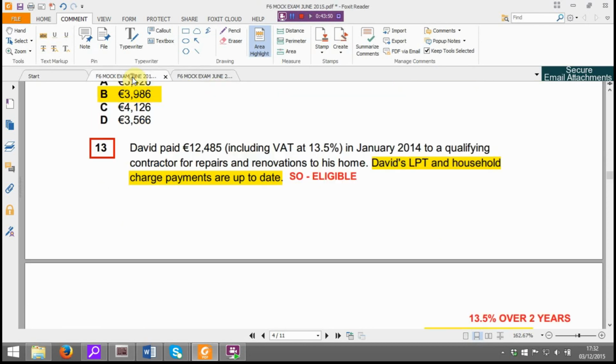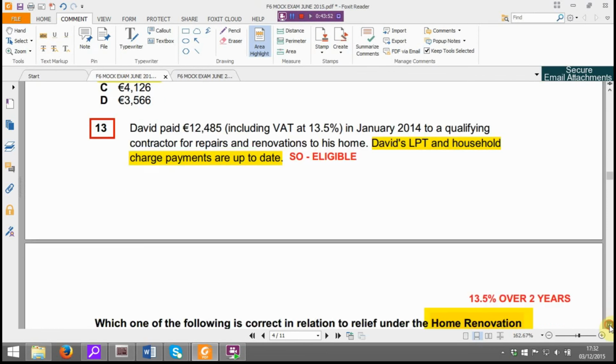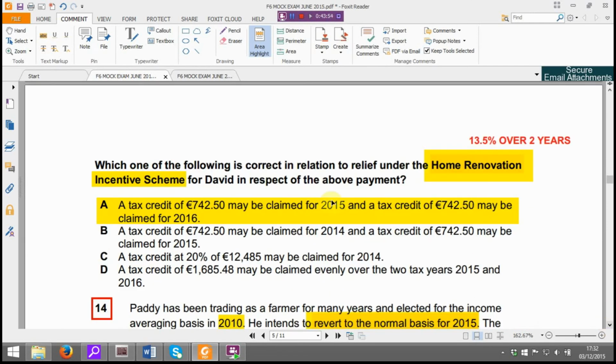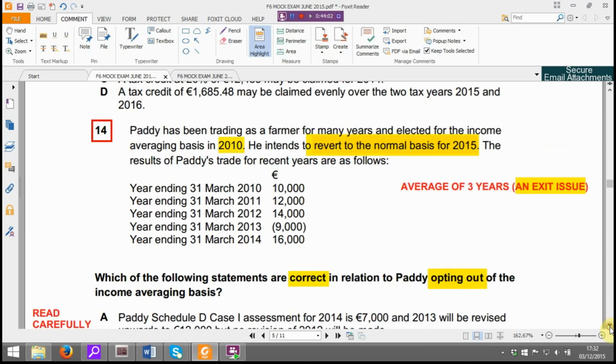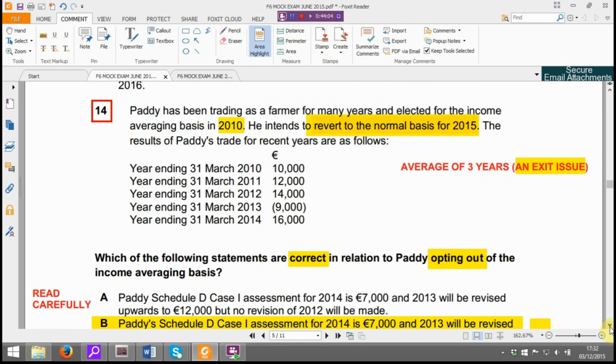Okay, so that is the answer to number 13, and that gives us an A. I wouldn't worry overly about that sort of area. This next one I would worry about, because it's very examinable and very popular for the examiner to examine. It's quite a long question as well, with a lot of information to digest.